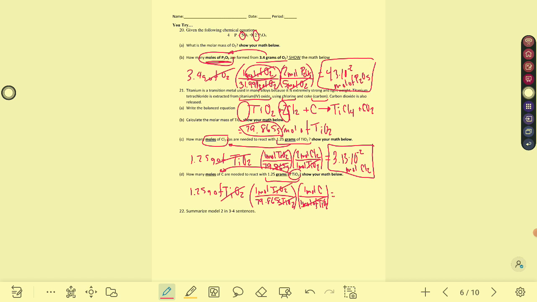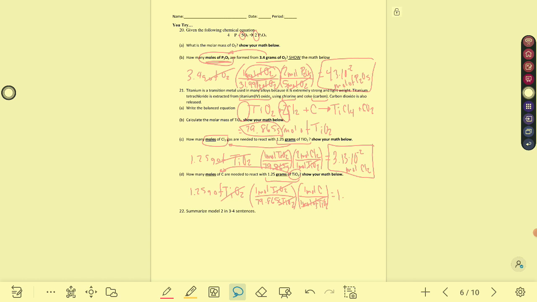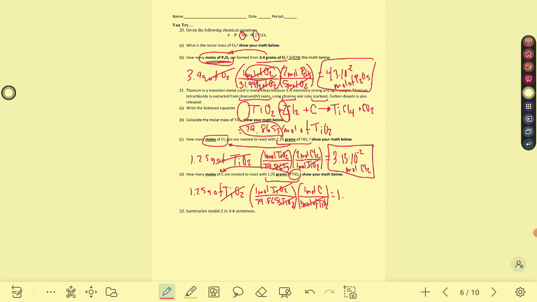And we're going to take 1.25 divided by 79.865 again. And if you really feel it, you can take it times 1 and divide it by 1, but it's obviously not going to change your answer. Still, only use your given quantity for your sig figs. All right, 1.57 times 10 to the negative second mol of carbon.